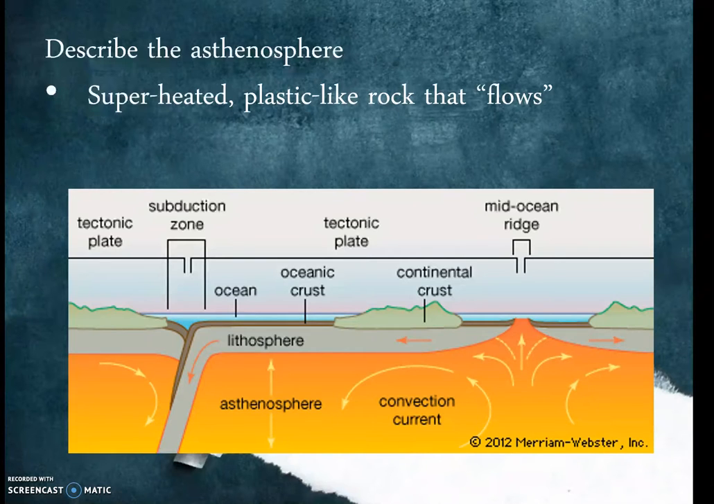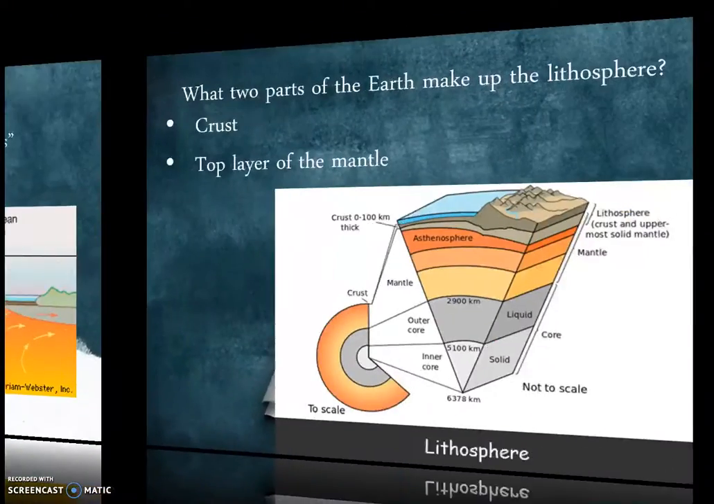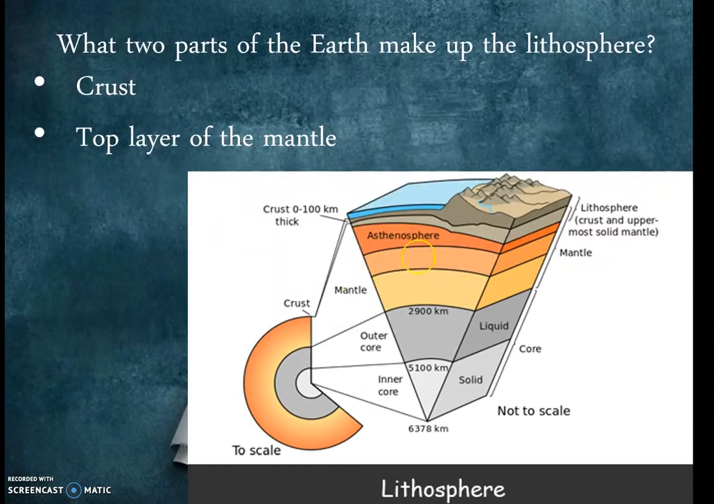Specifically, the asthenosphere, which is part of the mantle, which, as you can see right here, is superheated rock that flows very, very slowly over millions of years. That is what the lithosphere, or the tectonic plates, ride on top of. So the lithosphere that I just mentioned is made up of 2 parts of the Earth, the crust and the top layer of the mantle, which are both solid. The asthenosphere, the plastic-like layer, is right underneath of it.